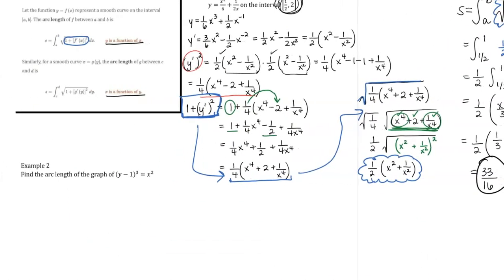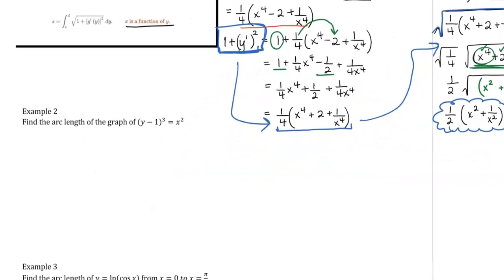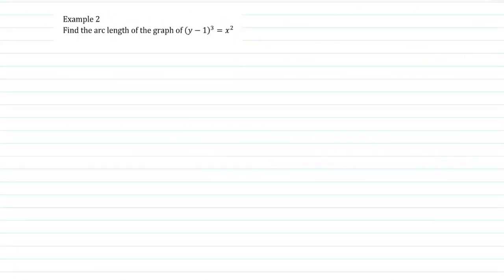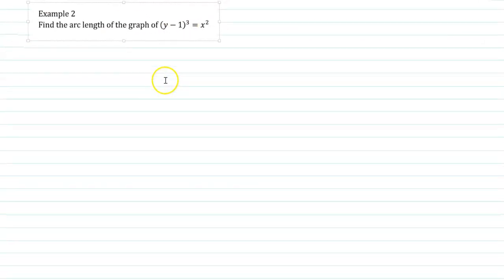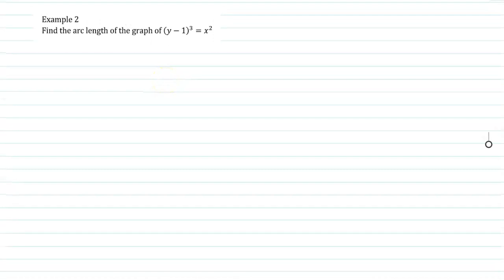Okay, let's look at another example. So I just took this over off to the side because we're not going to have enough space there. Again, I'm sorry about that. There's some information missing here. This should say find the arc length of the graph on the interval from 0 to 8. And we're going to round to 3 decimal places.